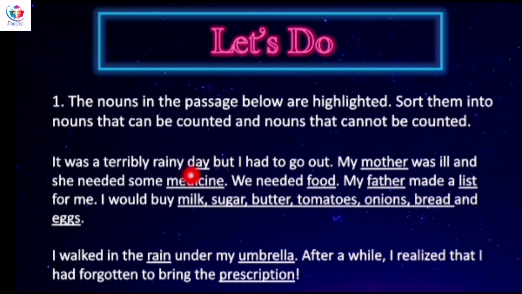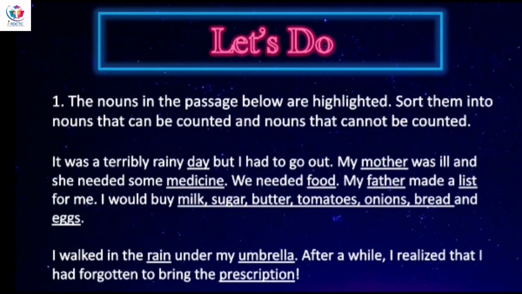Here the word day. We can count the day. And I tell you one thing, that a noun that can be counted can also be converted from singular to plural. Okay? We can convert a day from singular to plural. Right? We can count mother, father, list, tomatoes, onions, eggs. We can count umbrella and prescription. But we cannot count medicine. We cannot count food. We cannot count milk, sugar, butter and bread.